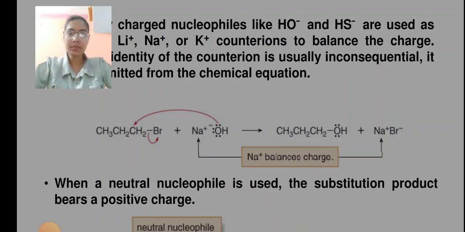CH3CH2CH2Br, bromopropane, is reacted with NaOH, which converts into CH3CH2CH2OH plus NaBr.